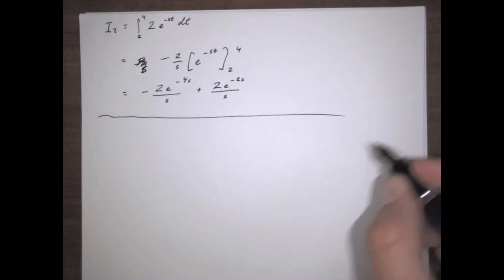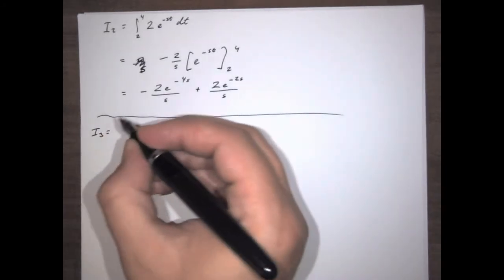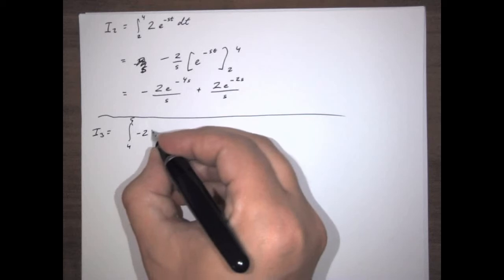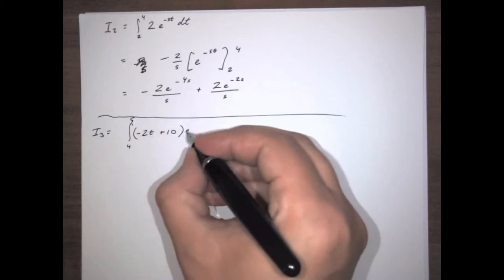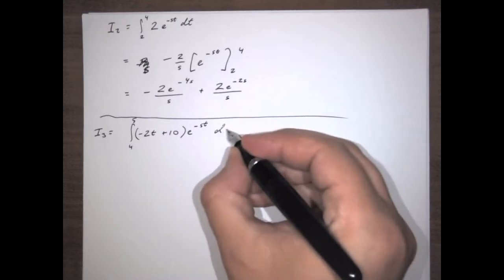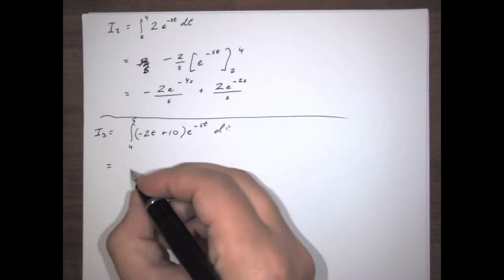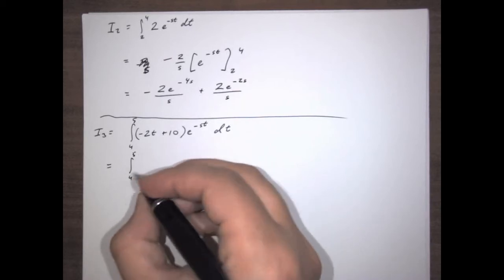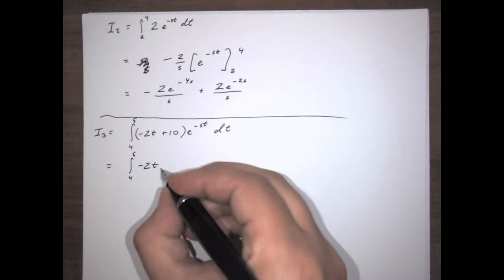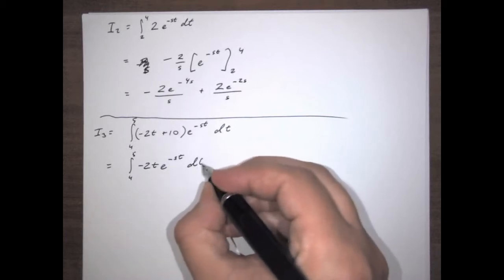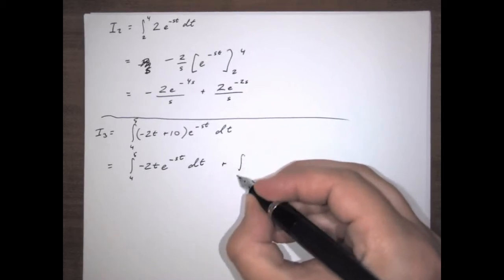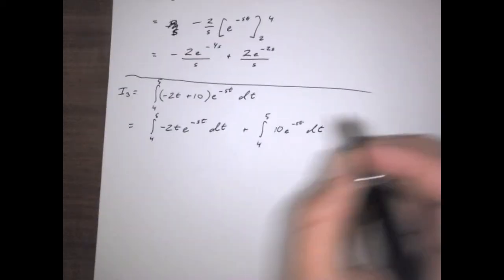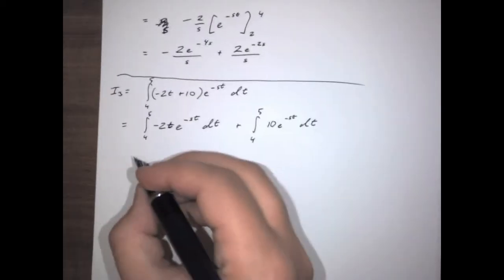Alright, now for the hard one. I3, which is going to equal the integral from 4 to 5 of negative 2t plus 10 e to the negative st dt, which we can break up into the integral from 4 to 5 of negative 2t e to the negative st dt plus the integral from 4 to 5 of 10 e to the negative st dt.